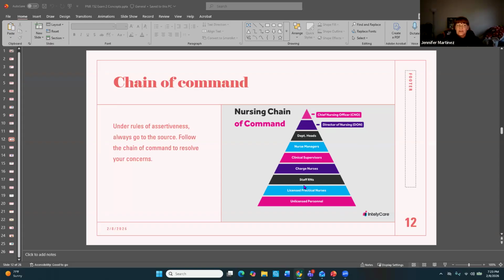If you're the charge nurse, depending on where you are, so this would be more like a hospital, right? Chain of command, and maybe a long-term care chain of command, right? You may be the charge nurse that reports either to a nurse manager or directly to your director of nursing.